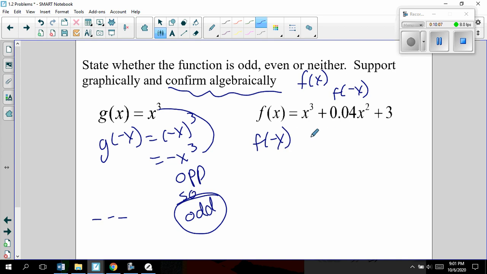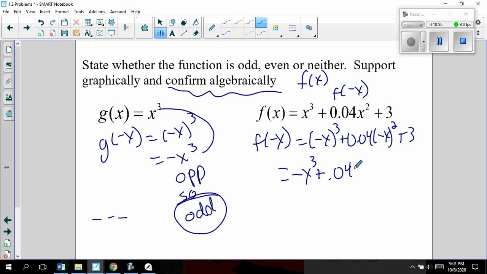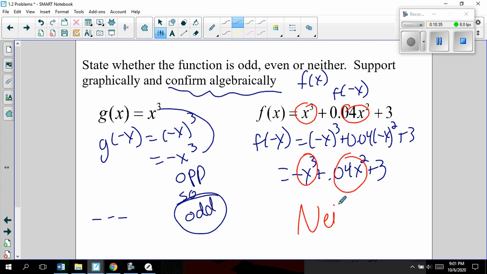So my f of negative x, I plug it in parentheses everywhere. Negative x squared plus 3. And we just figured out that's negative x cubed. Negative x squared, so squaring any number makes it positive. So this would say plus 0.04. This would now be x squared, and then plus 3. When I start comparing parts, those parts are opposite. These parts are the same. So this is that neither situation because it's not all opposite or all the same to be even. So that is your neither.